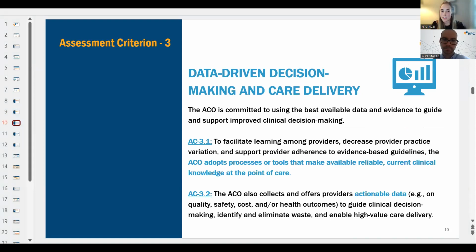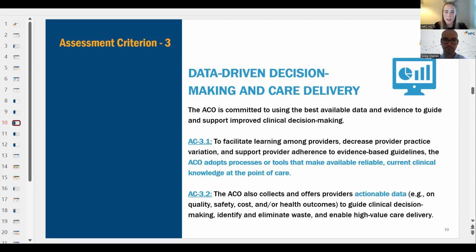In the third assessment criterion, data-driven decision-making and care delivery, we look to gain a better understanding of how ACOs are using data available to guide and support improved clinical decision-making. This criterion, like AC1, is divided into two categories. The first, we ask ACOs to describe the processes or tools they use to make current and reliable clinical knowledge available at the point of care.